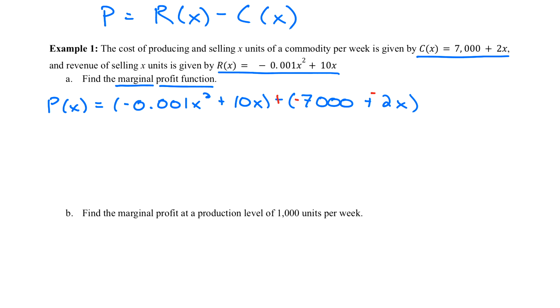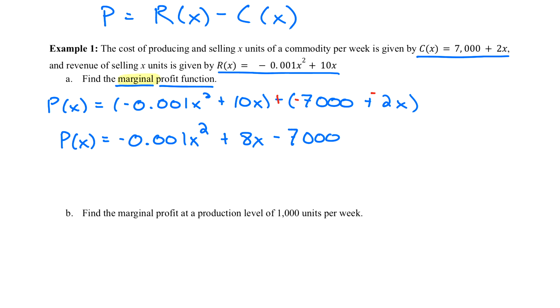So I like to change that minus to a plus and then change the signs on all of the terms of my cost function. So if I combine my like terms here, P of X, let's see, I still have negative 0.001 X squared. I have 10X plus negative 2X, that'll give me plus 8X, and then plus negative 7,000. We'll just write that as minus 7,000. So there is my profit function, but that's not what I was asked to find here. I wanted to find the marginal profit function.